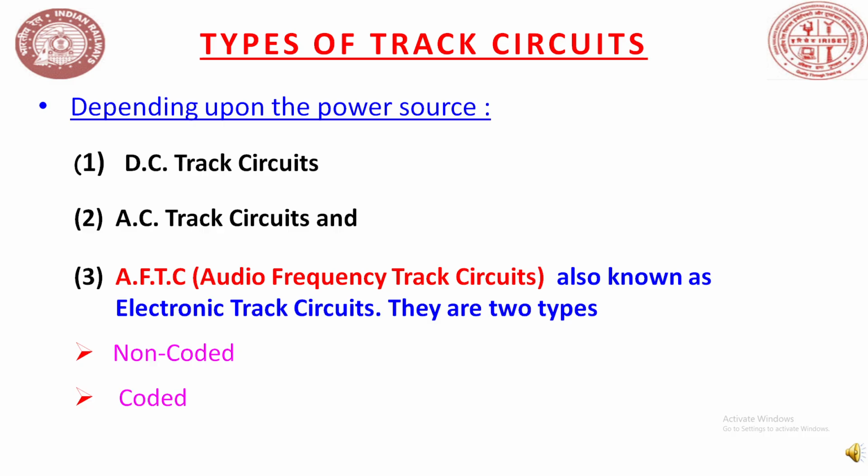Types of track circuits depending upon the power sources. First, DC track circuit, second, AC track circuits, and third, AFTC, audio frequency track circuit, also known as electronic track circuits. They are of two types, non-coded and coded.